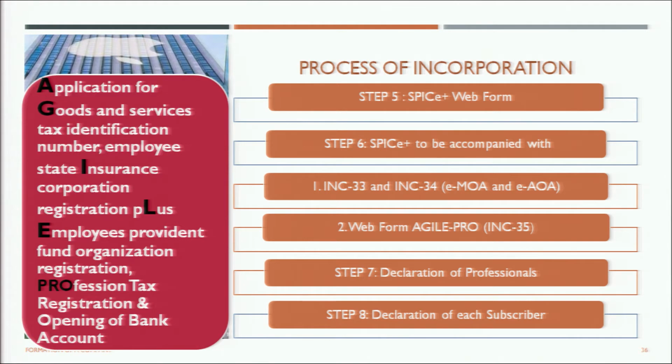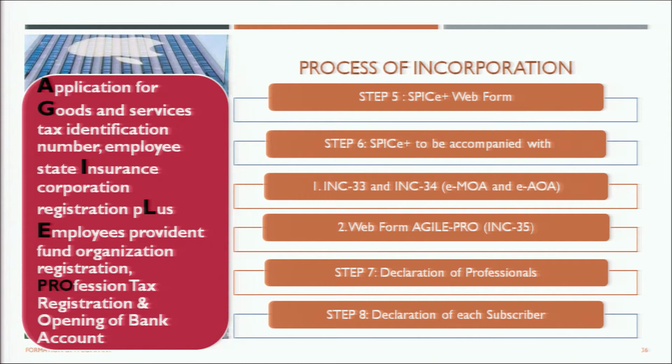Then preparation of articles of association and memorandum of association has to be done. Thereafter, one has to resort to filing of the SPICe Plus web form. This is a web form, which means you cannot download it, and it has to be done electronically on the portal itself. SPICe Plus stands for Simplified Proforma for Incorporating a Company Electronically, and Plus stands for the attached documents. So, to this SPICe Plus form, one has to attach INC 33 and INC 34, which are the e-memorandum of association and e-articles of association.